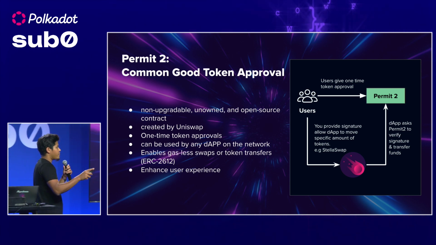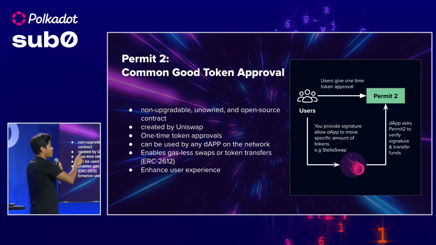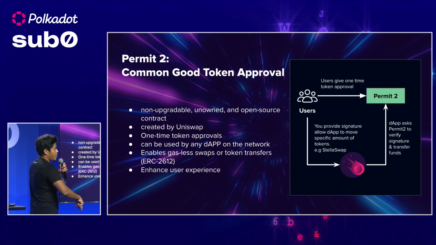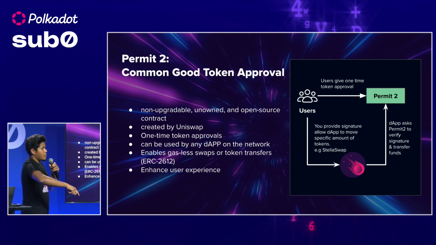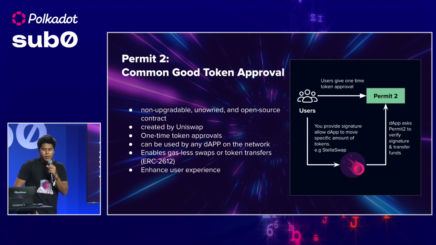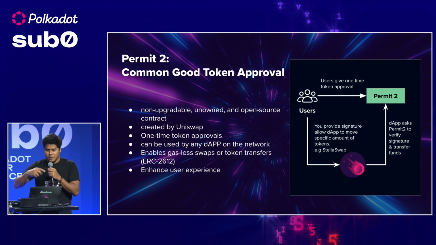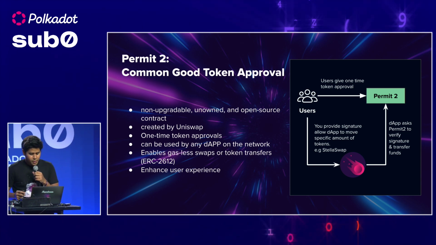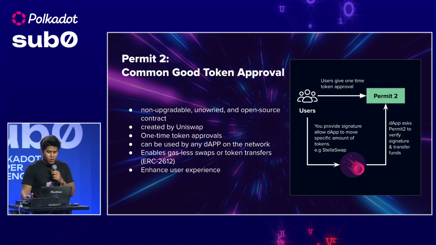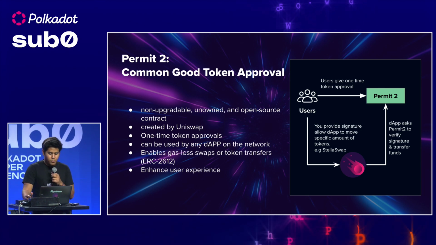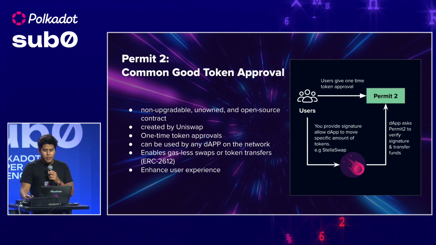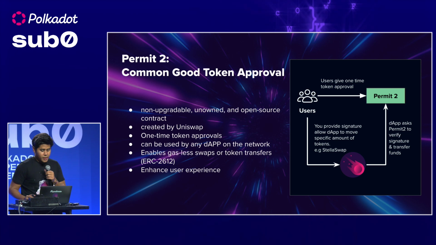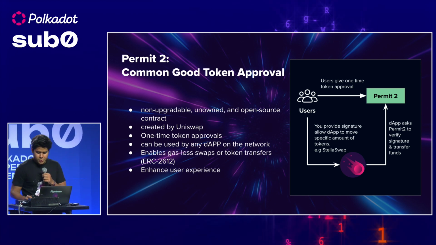So if you have gotten your token approval on Stellaswap and you want to go to any other dApp within the ecosystem that uses Permit 2, it's interchangeable, so you don't have to do it again. Right, and gasless swaps, that's one of the value propositions of using Permit 2, and obviously enhances the user experience.